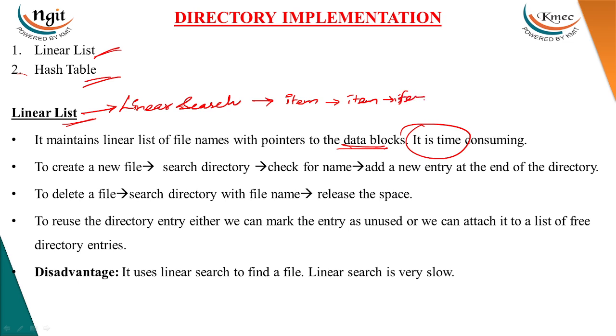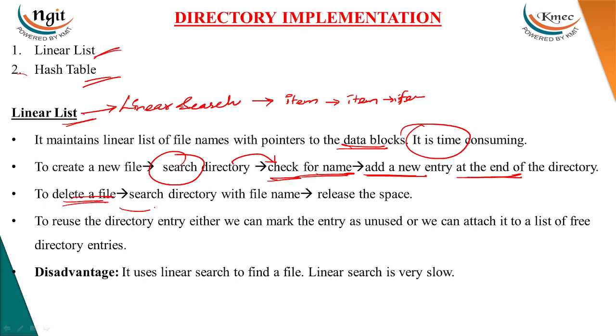So what will happen when you want to create a file? When you want to create a file, we will apply linear search on the directory. After the linear search, we find whether the given name is already present among the existing files. If the file name is not present for any existing file, then we will add a new entry into the directory, at the end of the directory.